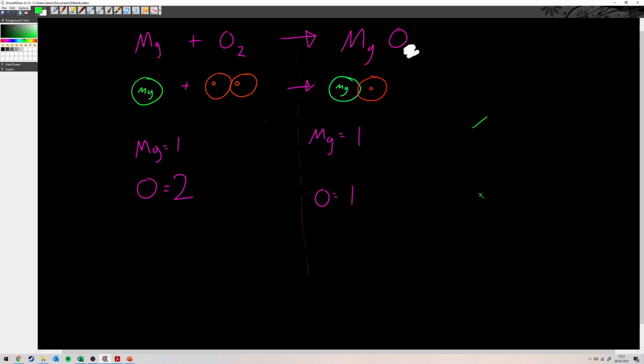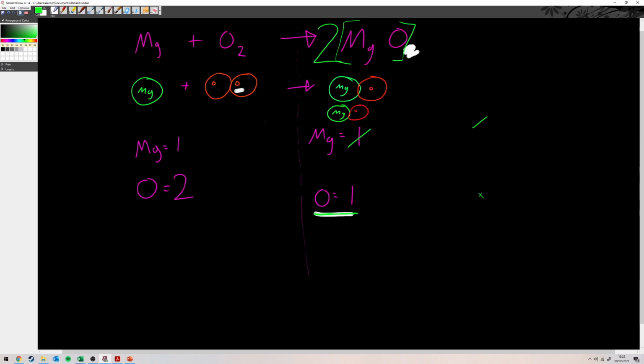Now, what you've got to do is change the big number in front. So you find something you don't have enough of. I do not have enough oxygens on my right hand side, so I'm going to try to have more of them. What do I do? I put a big 2 in front of magnesium oxide, because what I'm saying now is I've got 2 of these. So let's draw. I've got another magnesium, and I've got another oxygen.